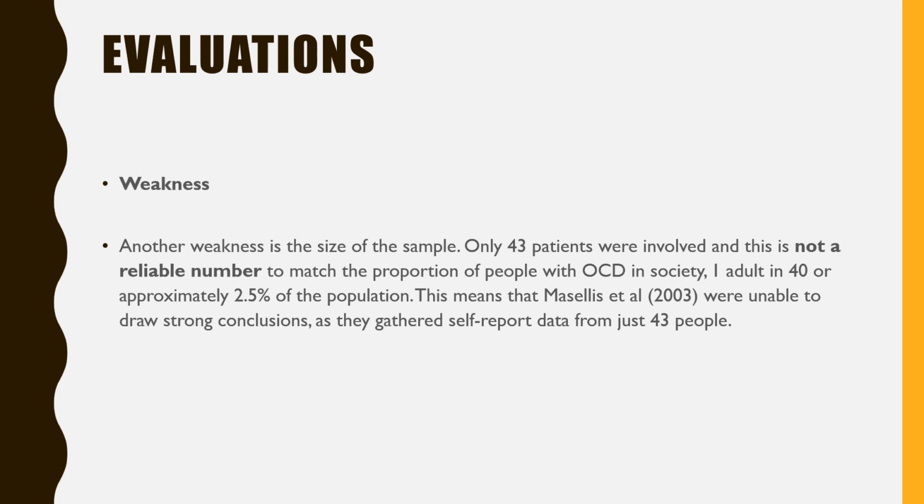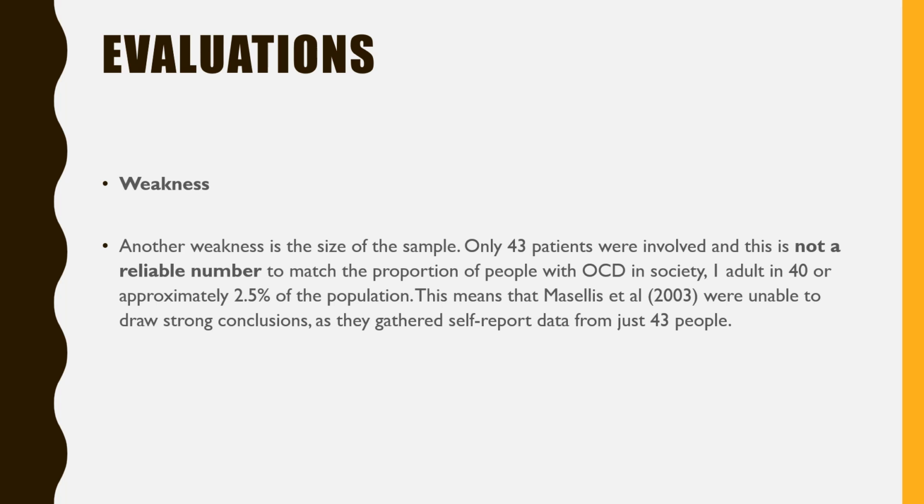Equally, it's not a reliable number in the sense that it's matched to the population and proportion of people with OCD in society. Approximately one adult in 40, which is around 2.5% of a population, will be diagnosed with OCD, whatever level that may be on the scale of severity.